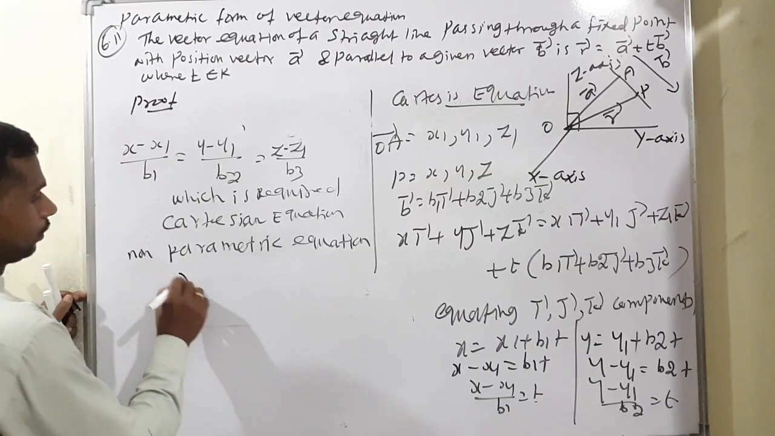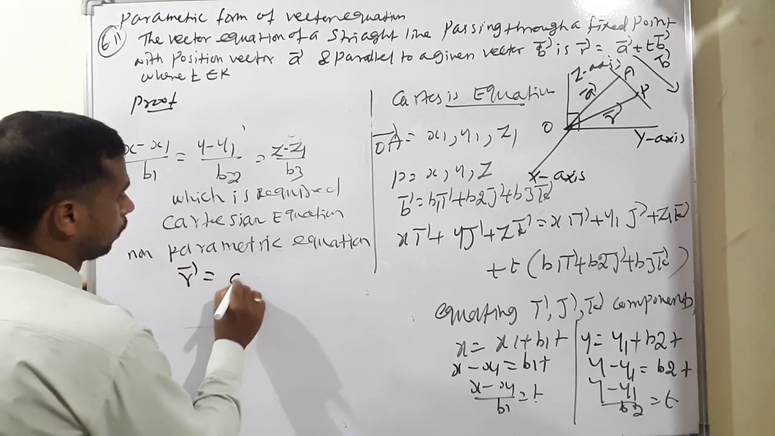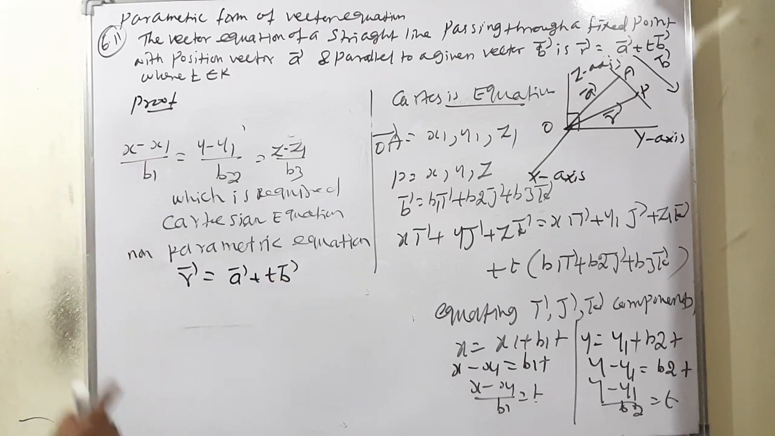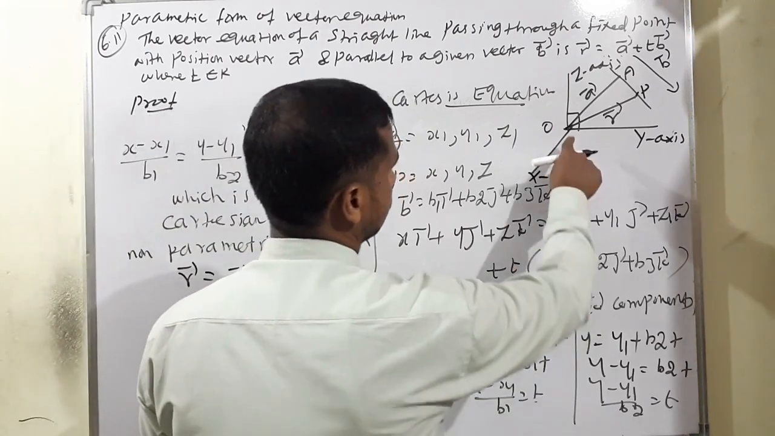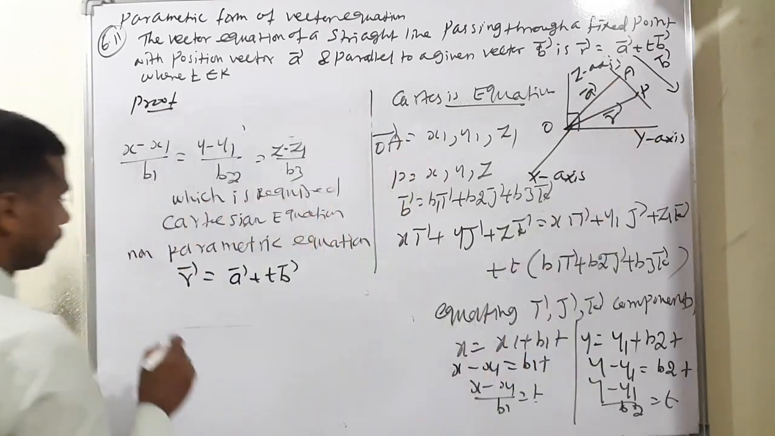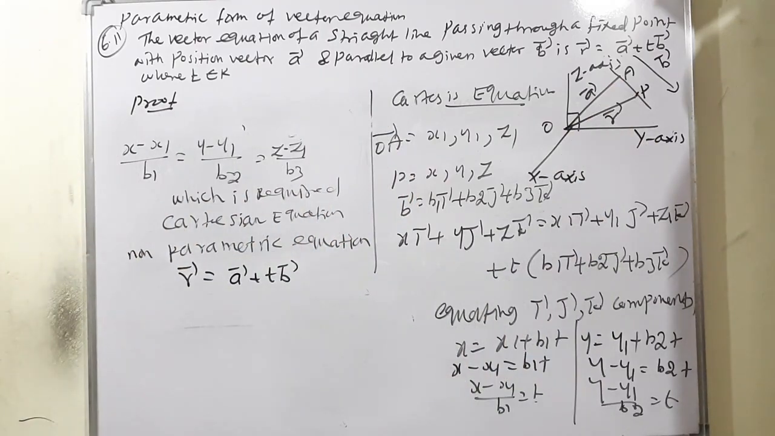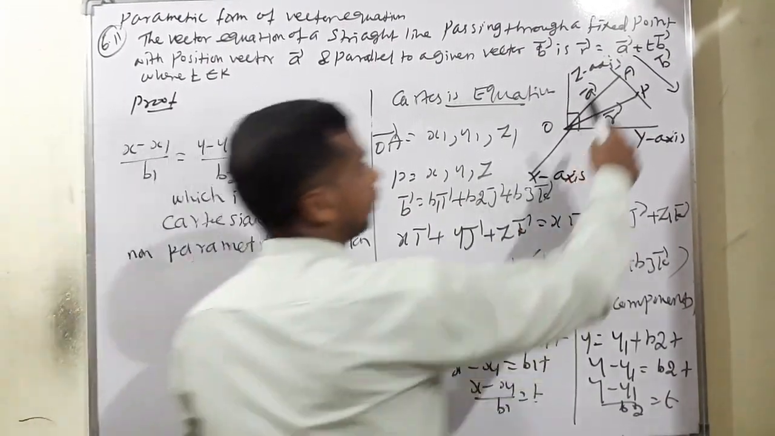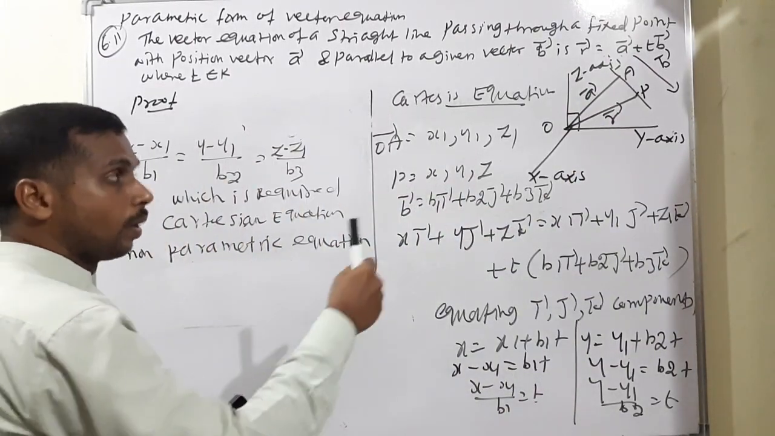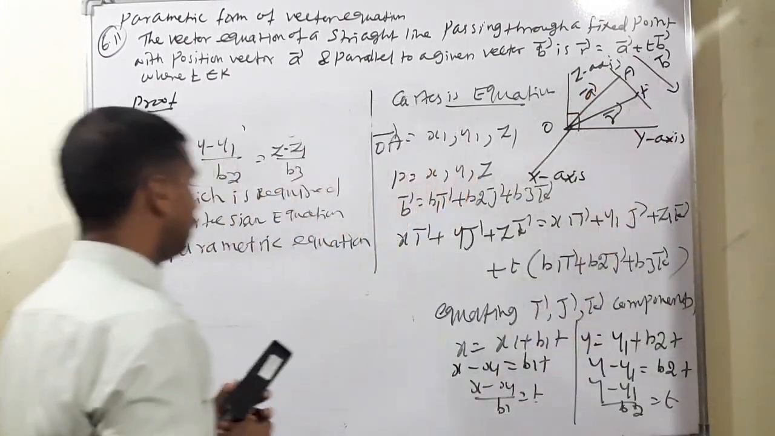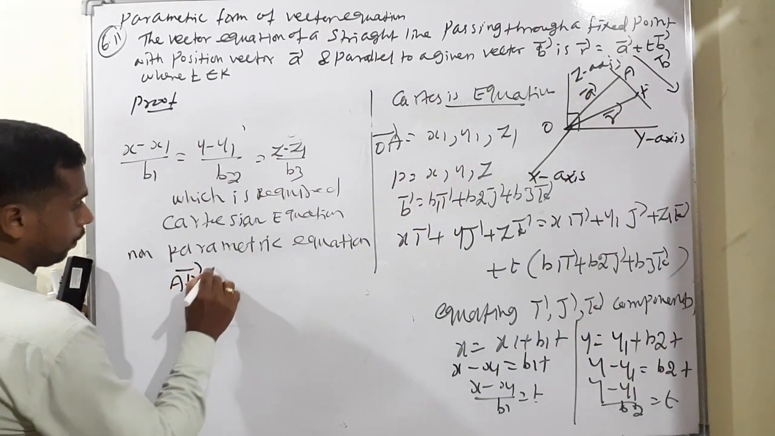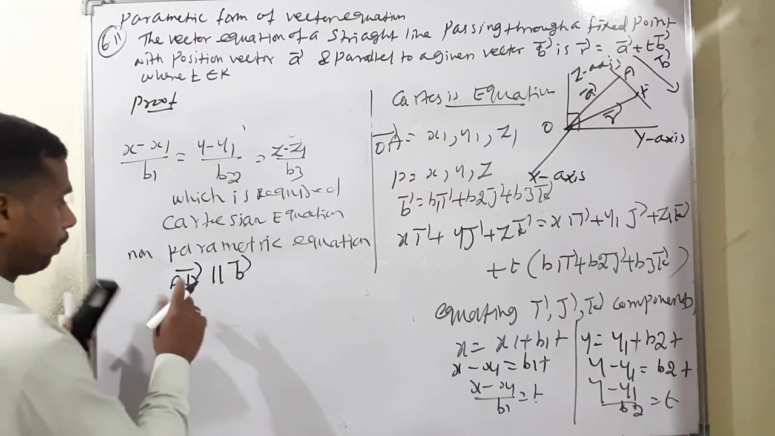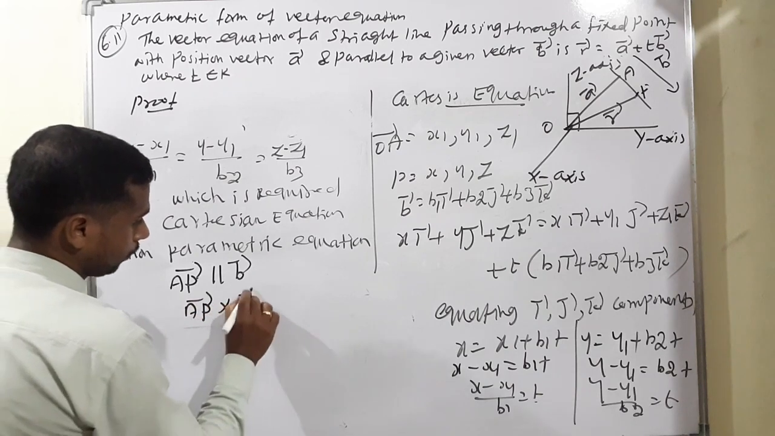R vector is equal to A vector plus T B vector. So already we know R vector means, actually the condition, what is the meaning? R vector means position of the term AP, isn't it? The non-parametric means the main condition: if the parametric equation is not given, we can say AP vector is parallel to B vector. AP vector is parallel to B vector means, already we know parallel means the cross product condition, AP vector cross B vector is equal to 0.